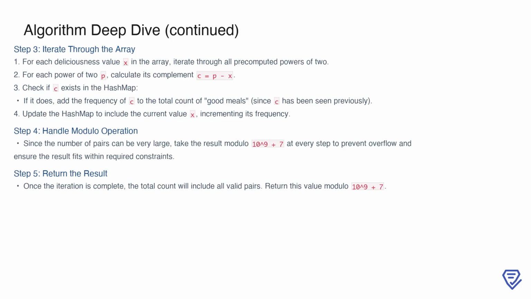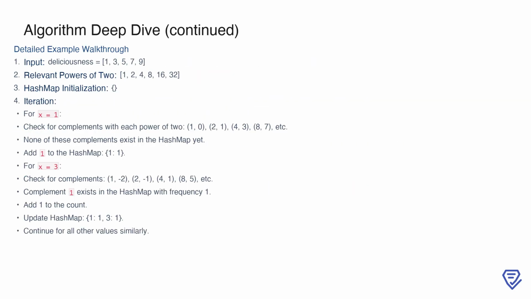To handle the possibility of very large counts, we take the result modulo 10 to the power of 9 plus 7 during each addition. This prevents overflow and ensures the result stays within the constraints of the problem. Finally, after iterating through the entire array, the total count represents the number of valid pairs, which we return modulo 10 to the power of 9 plus 7. To make this process clearer, let's walk through a detailed example.